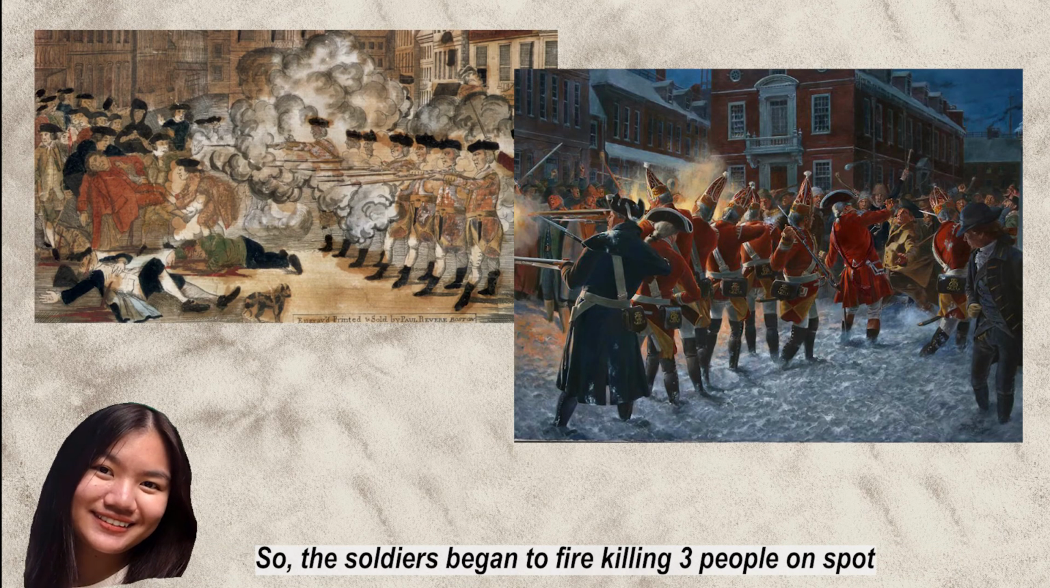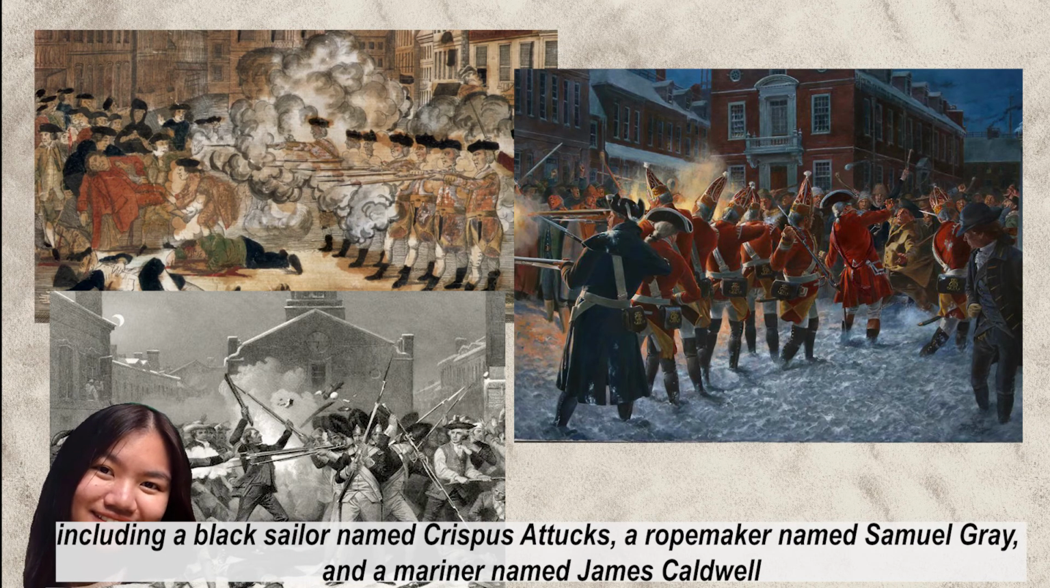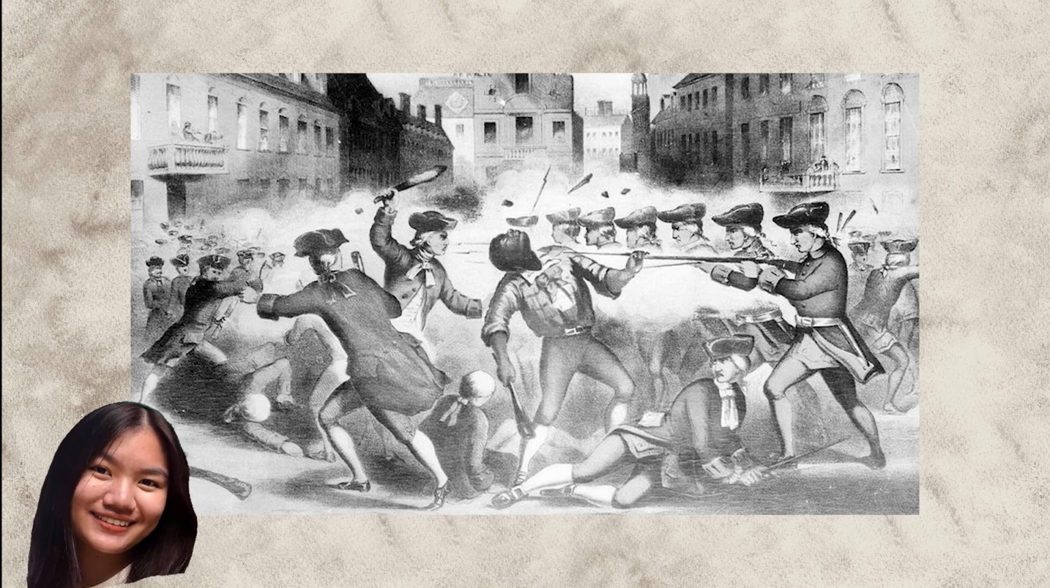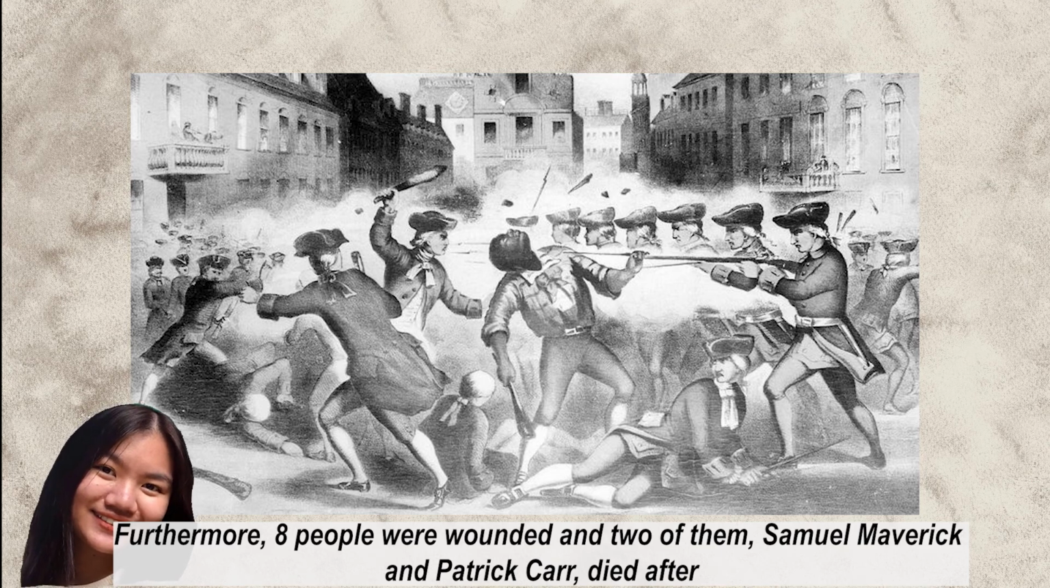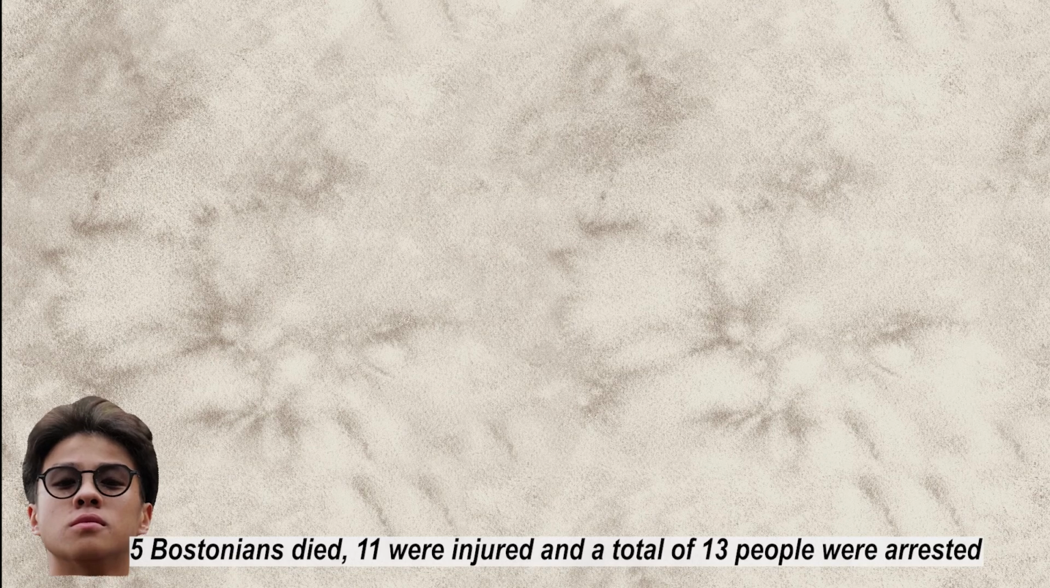So, the soldiers began to fire, killing 3 people on the spot, including a black sailor named Crispus Attucks, a rope maker named Samuel Gray, and a mariner named James Caldwell. Furthermore, 8 people were wounded, and 2 of them, Samuel Maverick and Patrick Carr, died afterward. As a result of the Boston Massacre, 5 Bostonians died, 11 were injured, and a total of 13 people were arrested.